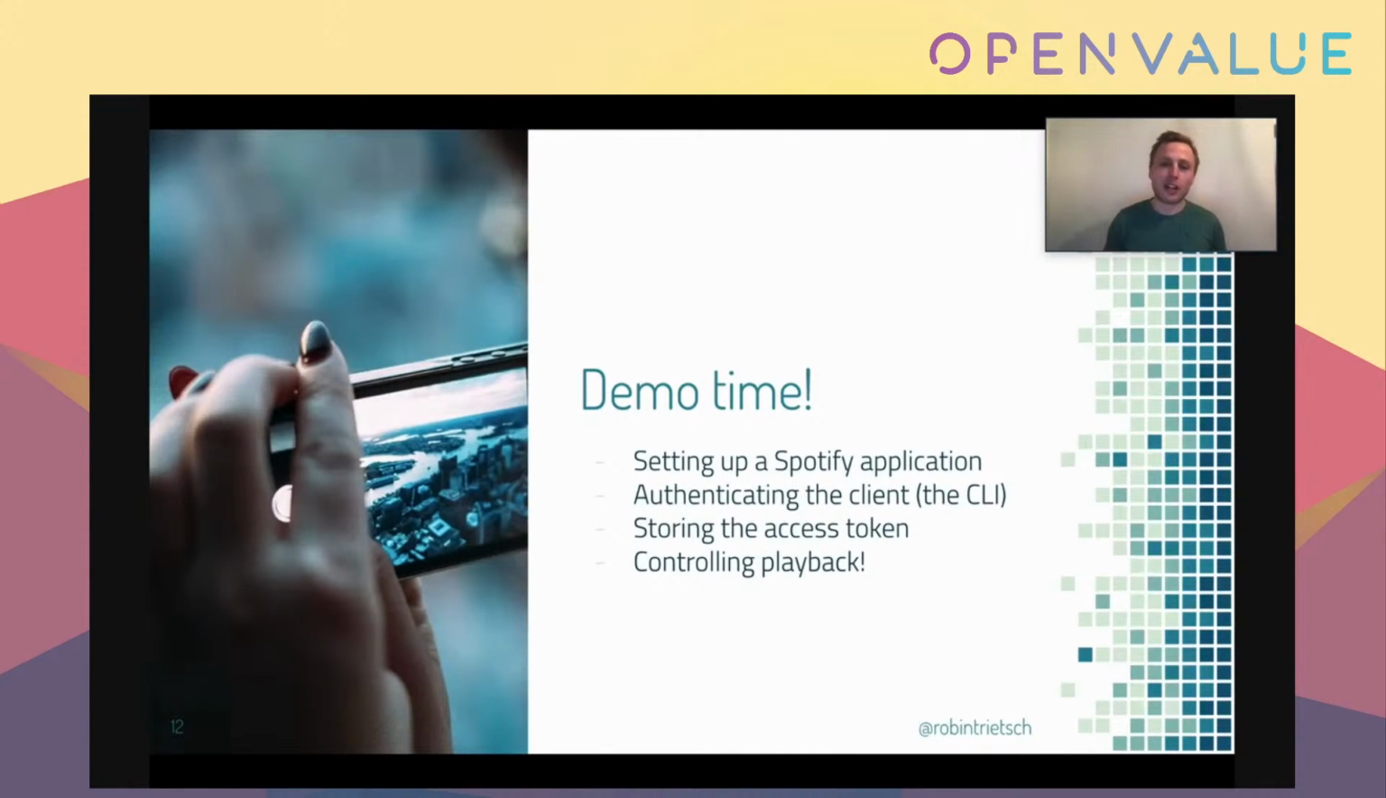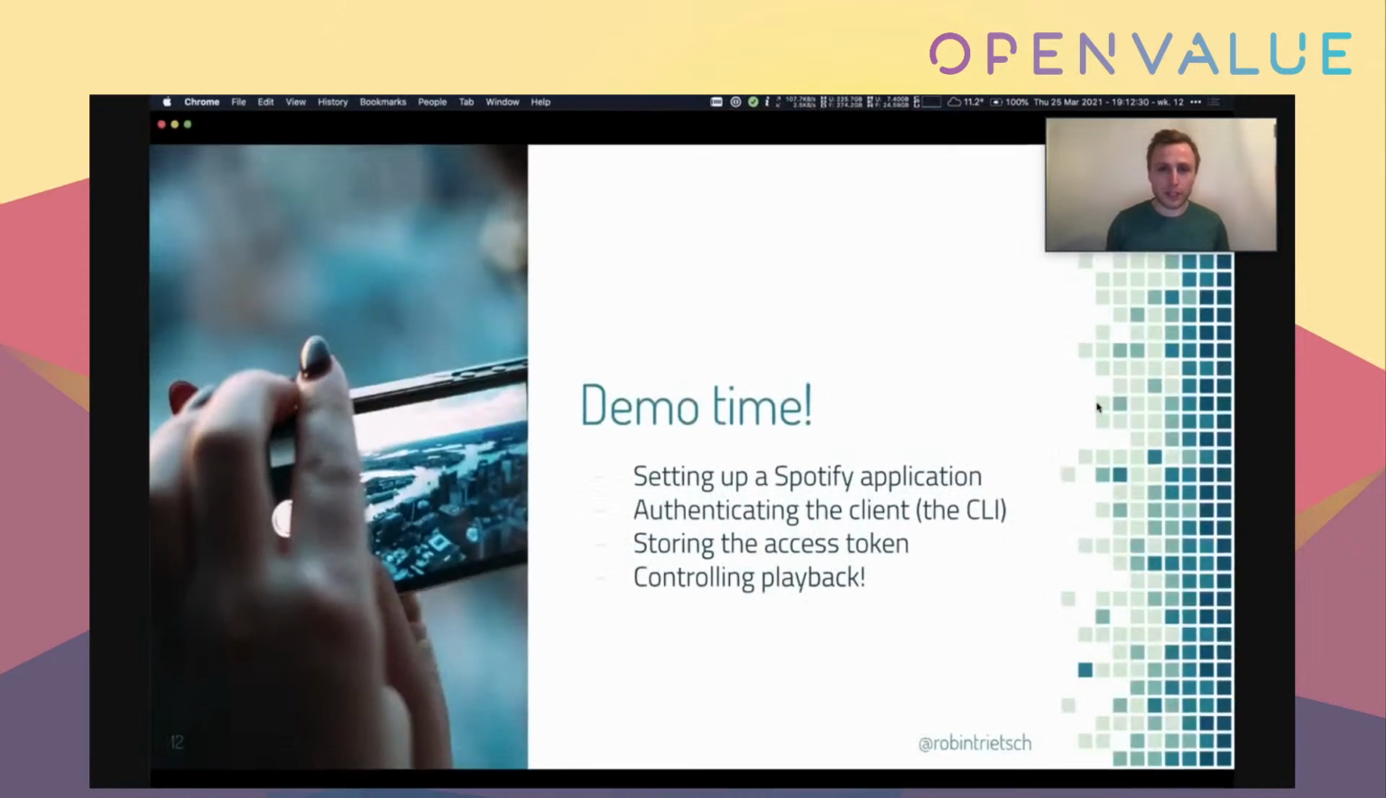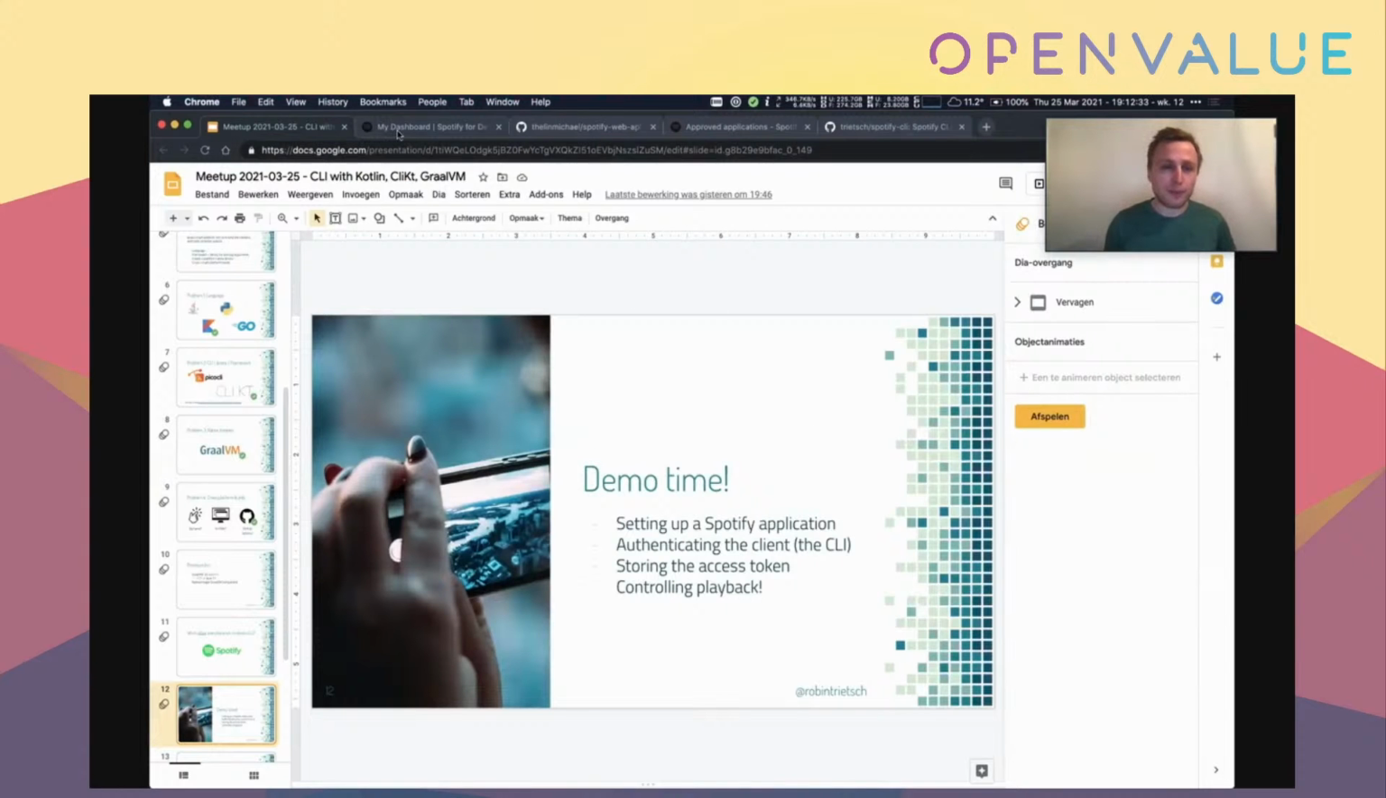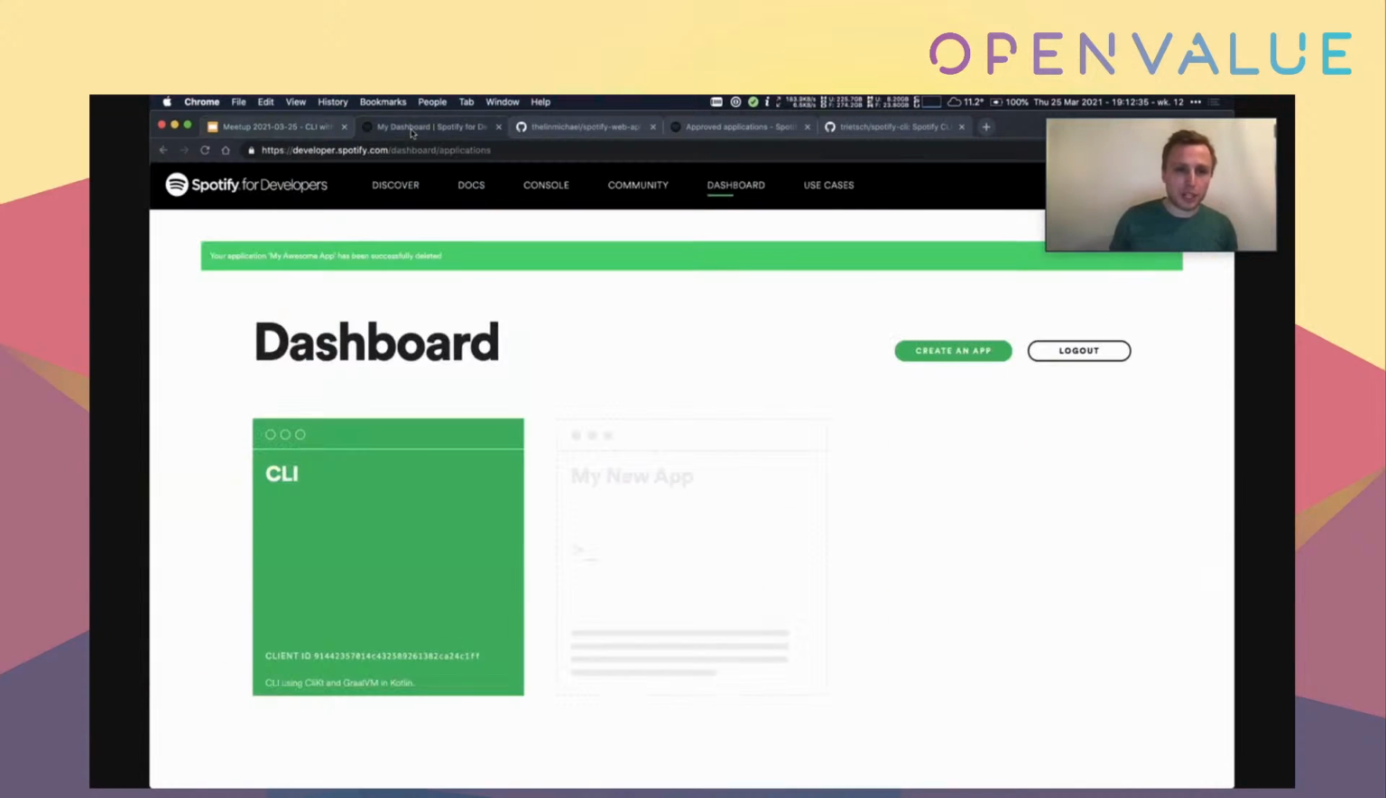So I'll be showing how to set up a Spotify application. That involves going to the Spotify developer dashboard. Next, I'll show how the CLI authenticates to Spotify. I'll be showing how to store the access token. And the last one, the best part, of course, is controlling the playback of Spotify. So let me go out of here. Let's first go to the developer dashboard.